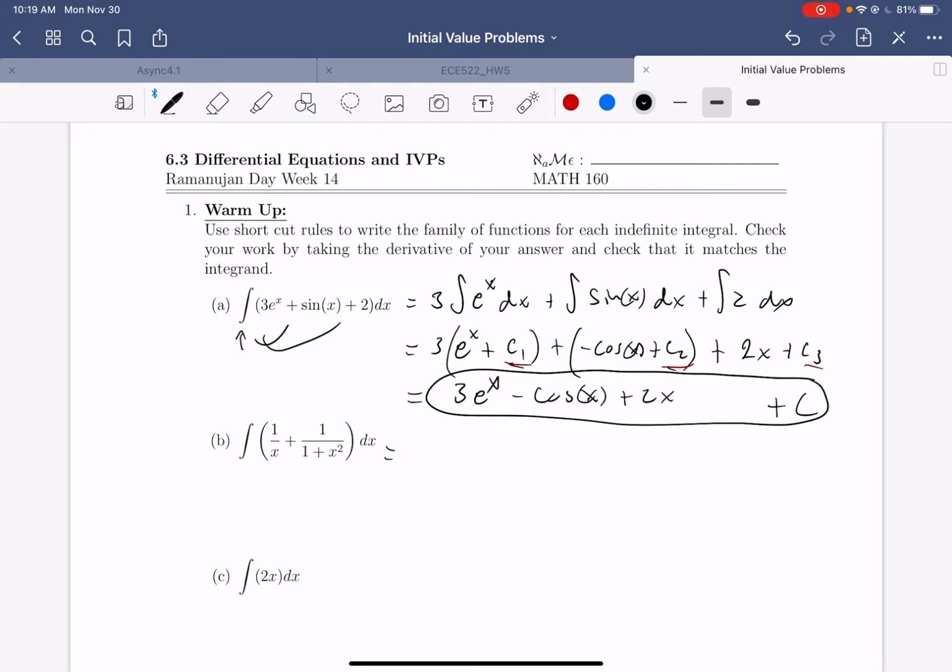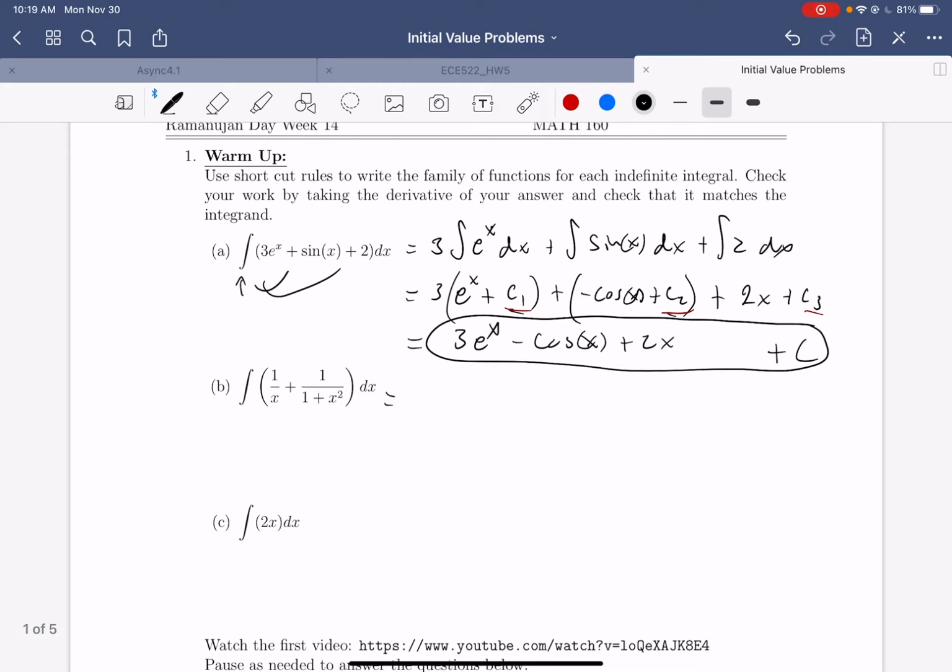Okay, and the reason for this warm-up is that we're reminding you of a lot of the different types of functions you're going to see. So we have exponentials, trigs, and polynomials. And in this next one, we have a logarithm that's going to appear. So the antiderivative of 1 over x is the natural log of the absolute value of x.